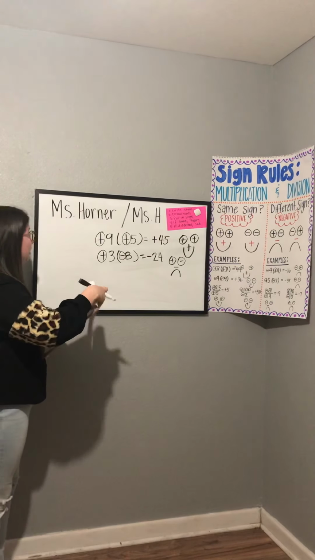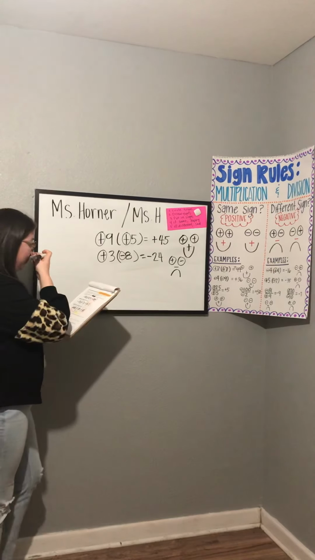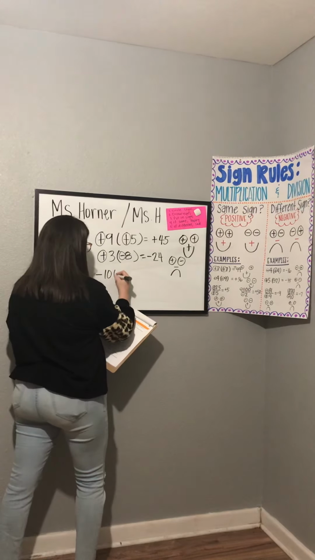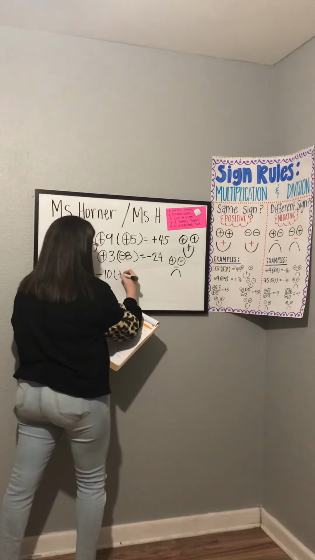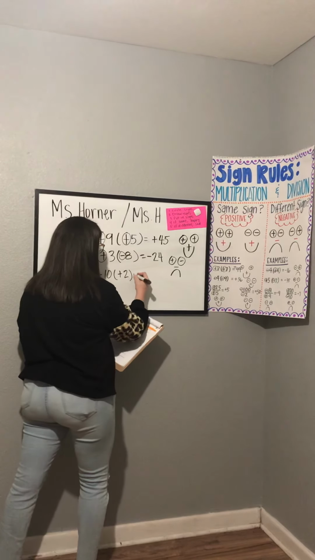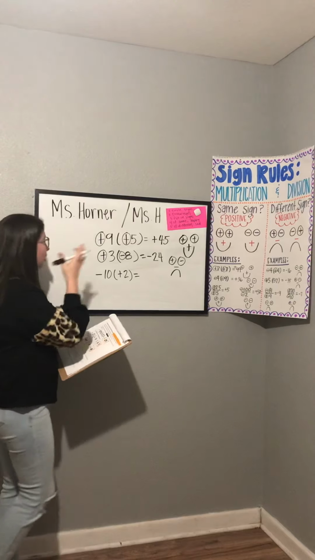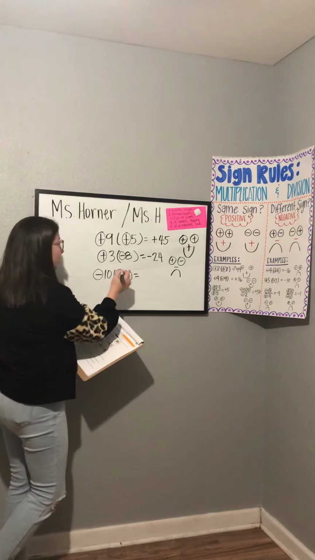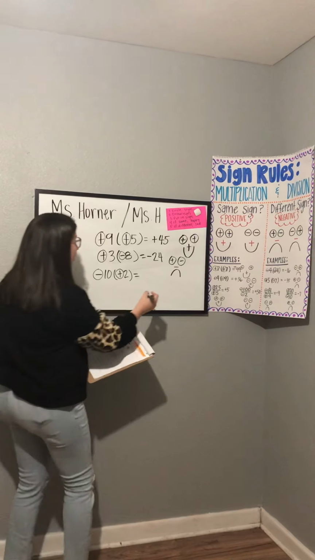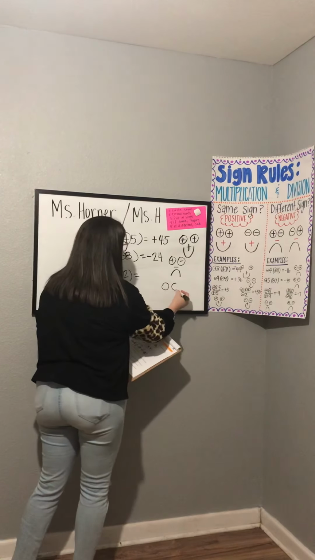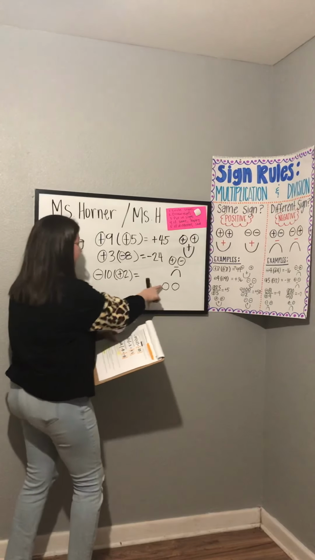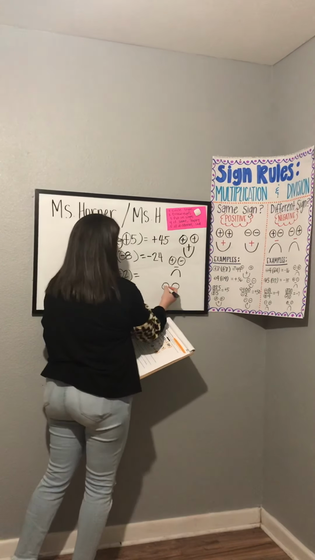Let's do one more multiplication problem. Negative 10 multiplied by a positive 2 equals. First, we're going to circle our signs. Second, we draw our eyes. Third, we put our signs that we circled in our eyeballs.